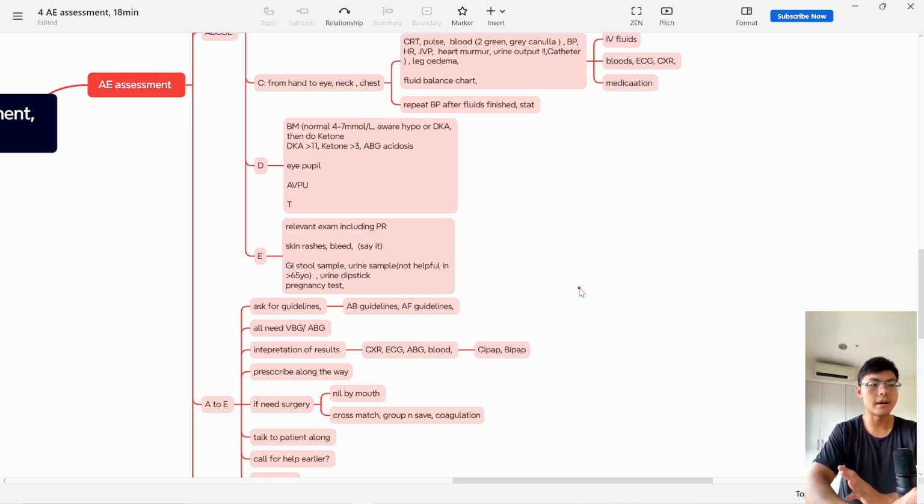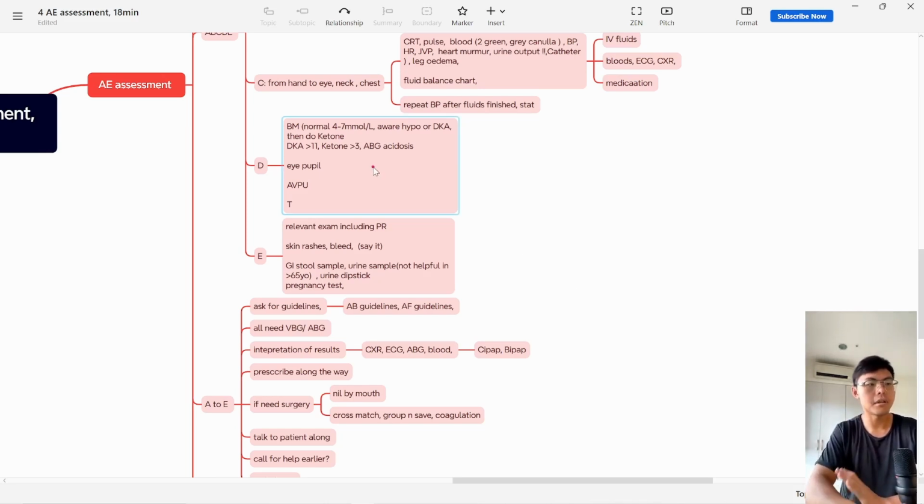There was once I was doing a DKA scenario. I didn't know about the BM. And when I asked the nurse to do a BM, she said it's 53 millimoles. And I said it's normal. So apparently, in a DKA patient, the BM is usually above 20 or above 30. So that's the part when you need to spot the alarm about doing a ketone again.